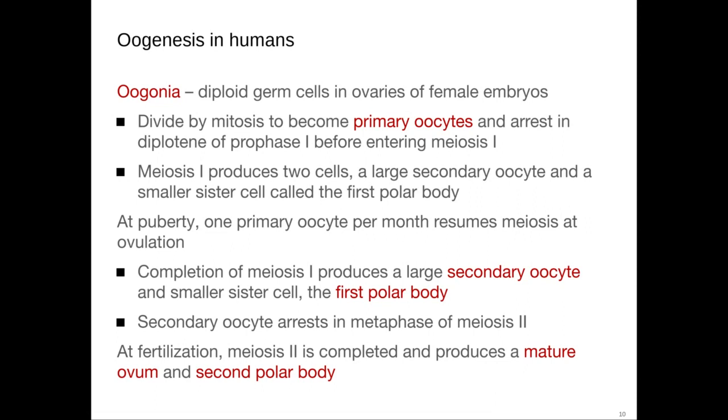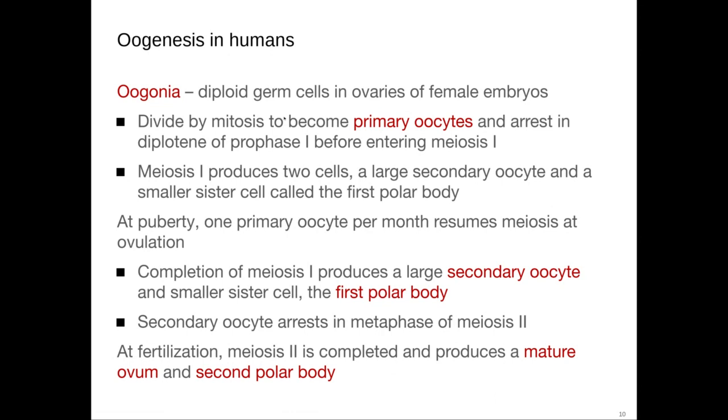Now, oogenesis, again, is the production of the female sexual gamete. It starts with oogonia, which are diploid germ cells in the ovaries of female embryos. Now, these oogonia, or however it is pronounced, I never know, divide by mitosis and become what we call primary oocytes. And then they arrest in what we call diplotene of prophase 1 before they physically enter meiosis 1.